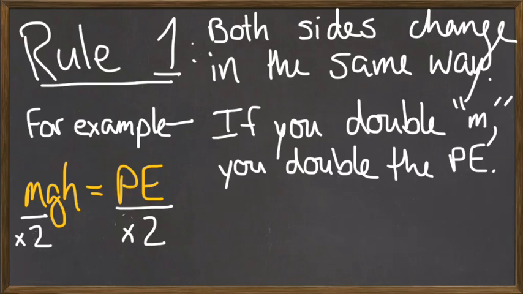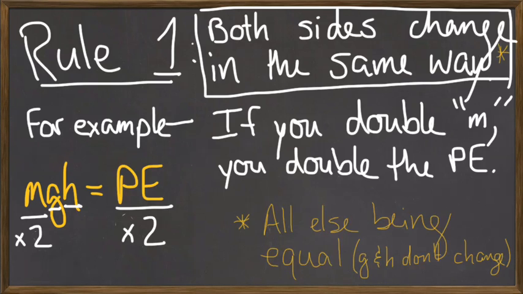That's rule 1. Now note that there is a caveat, there is a condition that you have to remember. All the other parts of the equation have to stay the same. G can't change, H can't change. Rule 1 does not apply if G and H change.